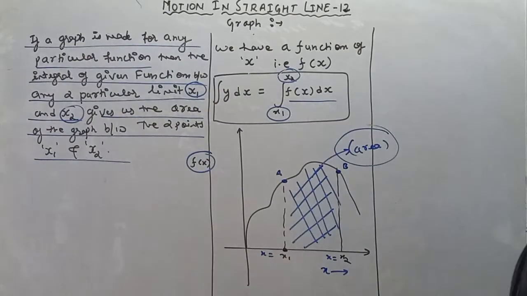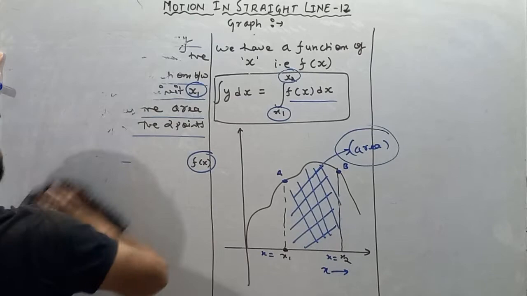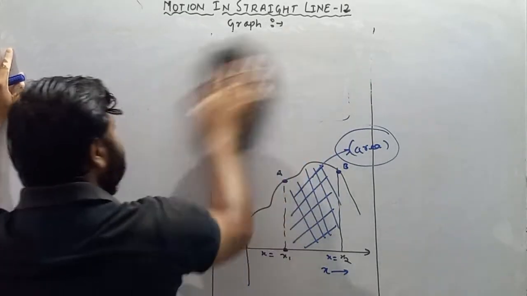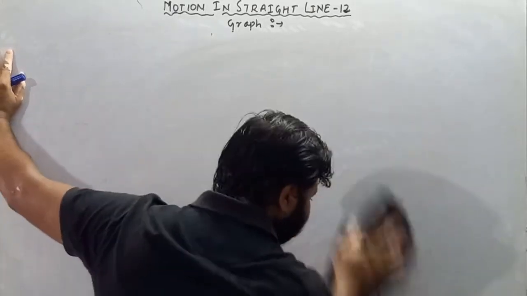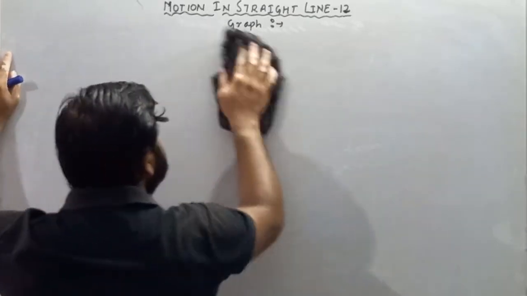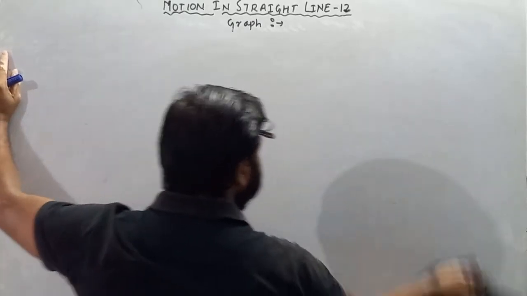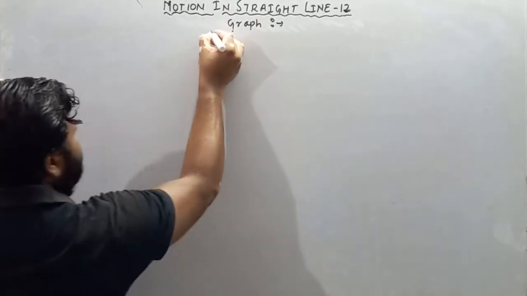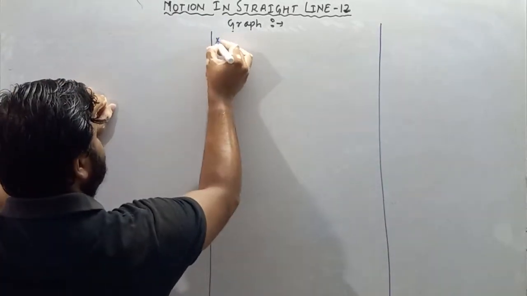Now moving forward, my dear student, let's make a graph of acceleration and time. Write down the heading: acceleration-time graph. I already told you that area under any function gives you the value of the integral of that function with respect to x by putting certain limits x1 to x2.